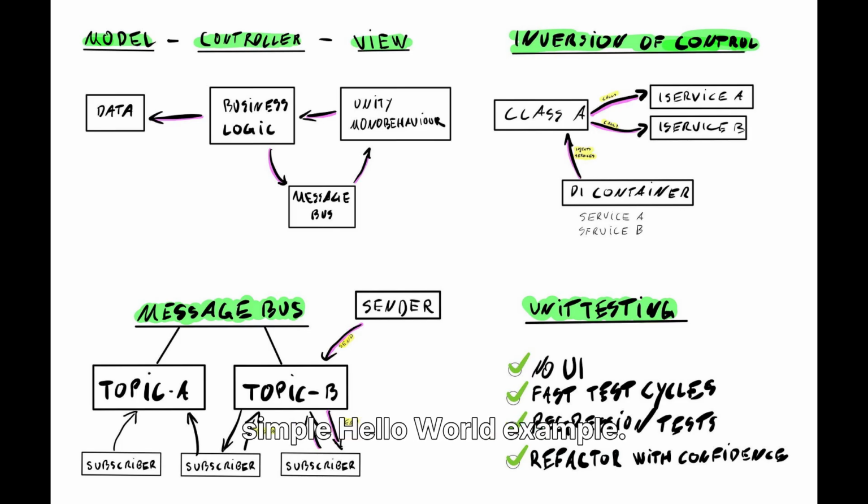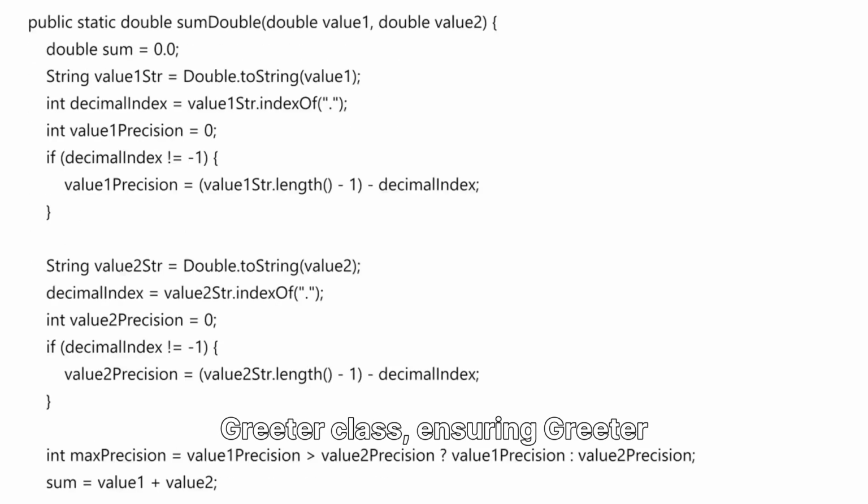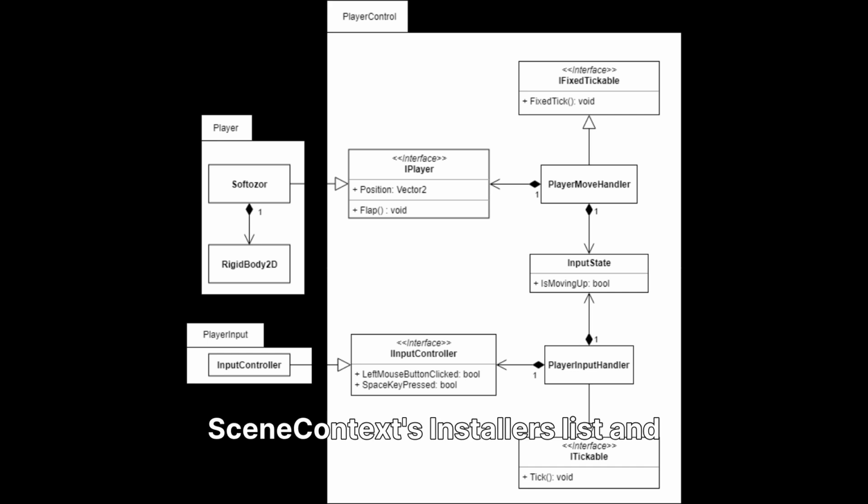Let's look at a simple Hello World example. Here, we bind a string instance and a Greeter class, ensuring Greeter is instantiated at startup with NonLazy. To run this, create a new scene, add a scene context, and create a MonoInstaller named TestInstaller. Add TestInstaller to the scene context installers list and paste the code.